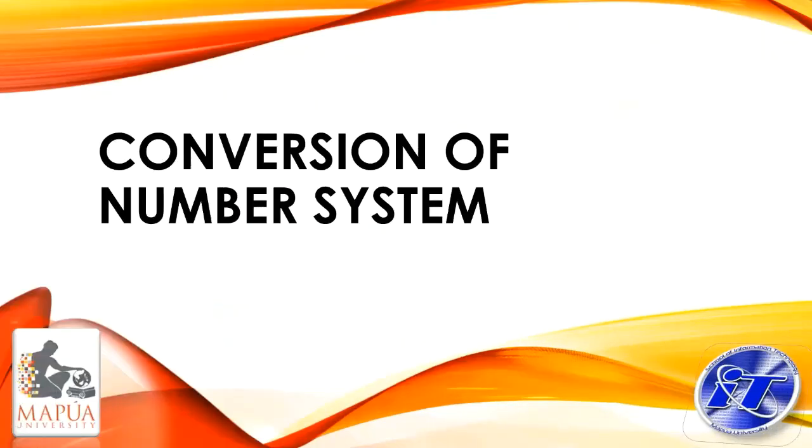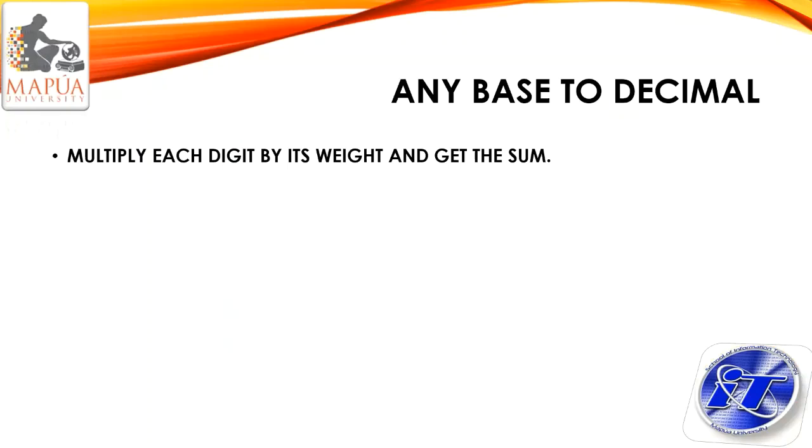In this video lecture, we're going to discuss conversion of one number system to another number system. So let's start with any base to decimal. The procedure will be to multiply each digit by its weight and get the sum. We get the positional value of each digit, multiply it by the corresponding digit. After getting the products, get the sum of all the products. That will be the equivalent in decimal.